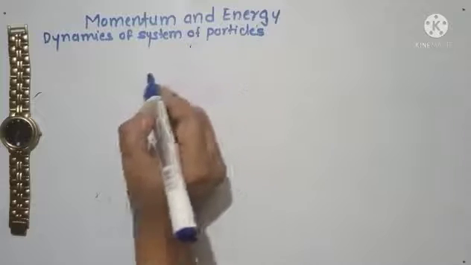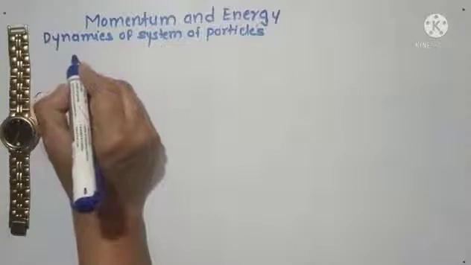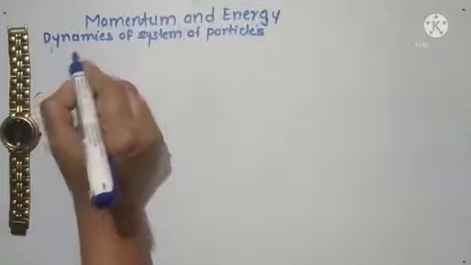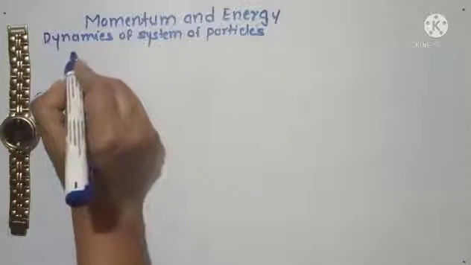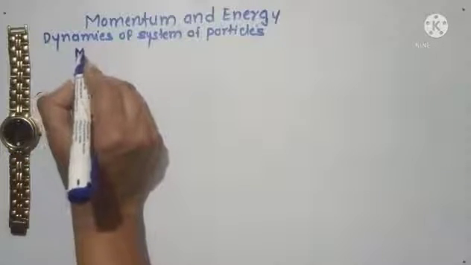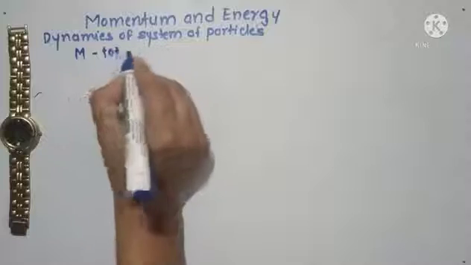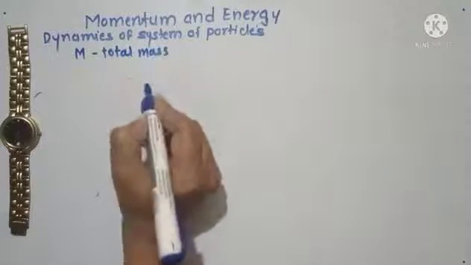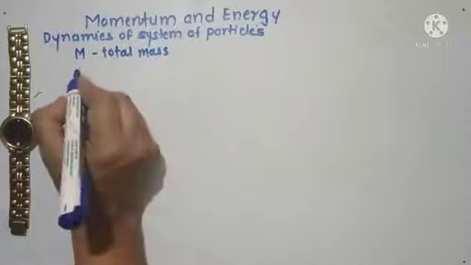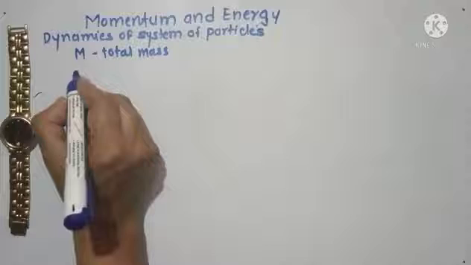Now, for this system of the particles, we must know a few things. A system is made up of a number of particles, and let capital M be the total mass of the system. Now this total mass is made up of some small particles.